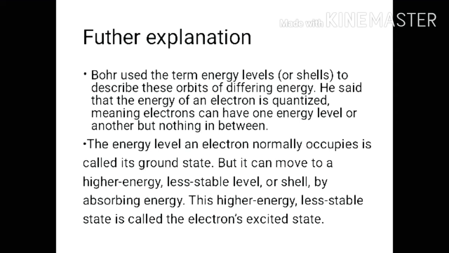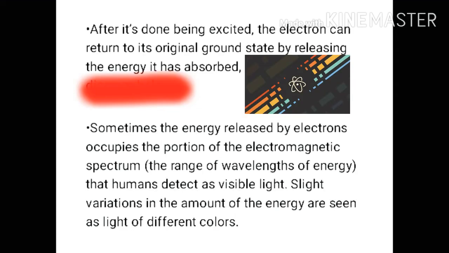He said that the energy of an electron is quantized. That means electrons can have one energy level or another, but nothing in between. Secondly, an electron normally occupies its ground state, but it can move to a higher energy level, or shell, by absorbing energy. This higher energy, less stable state is called the electron excited state. After it is done being excited, the electron can return to its original ground state by releasing the energy.